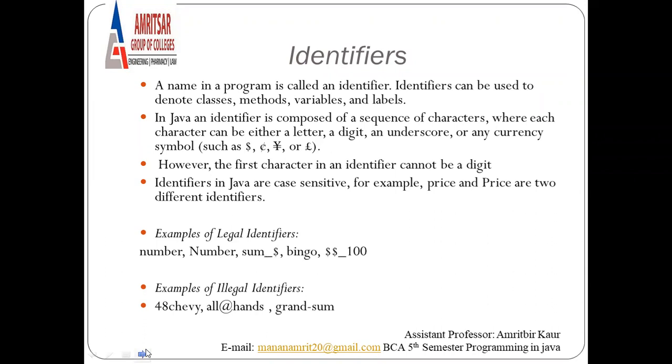These are legal identifiers because no identifier here starts with a digit, and the symbols used in the identifier names are allowed. So here are some examples of illegal identifiers. First one is 48chavi. This is illegal because it starts with a digit. Then all@hands. We cannot use the special symbol @ in an identifier name, so that's why it is illegal. Then grand-sum. We cannot use a hyphen in our identifier name. So that's why these are illegal.